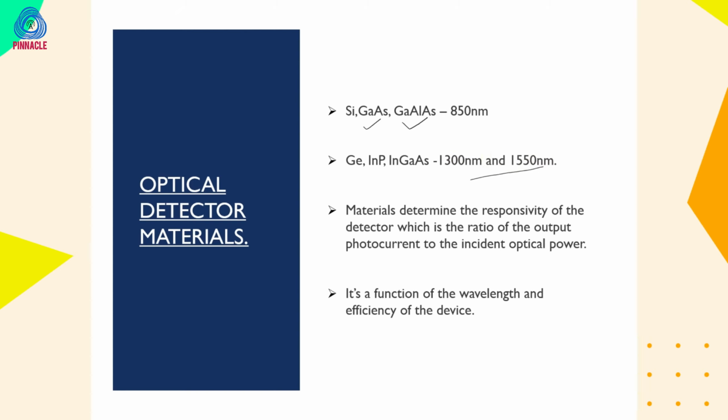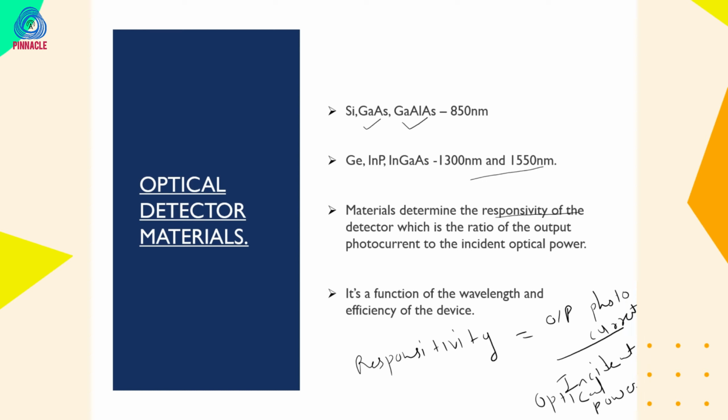These materials actually determine the responsivity of the detector. Now, what is responsivity? Responsivity of a detector is nothing but a ratio of output photocurrent to the incident optical power. Okay, so responsivity is equal to output photocurrent divided by incident optical power. It's a function of wavelength and efficiency of the device.